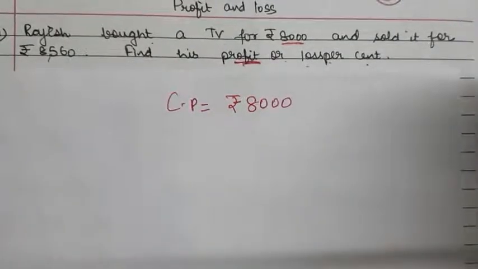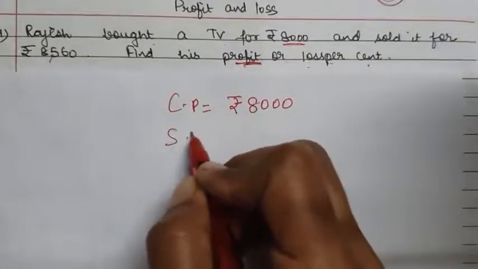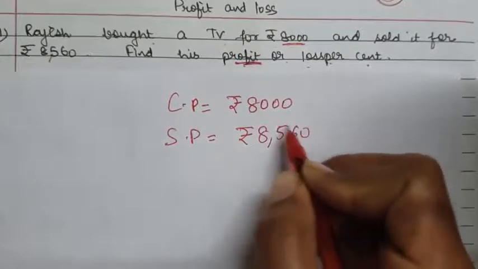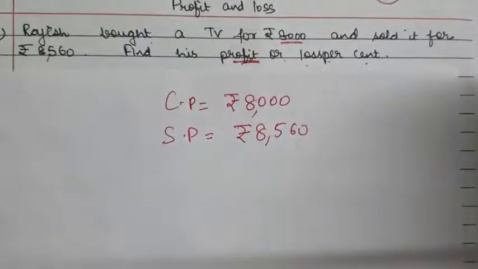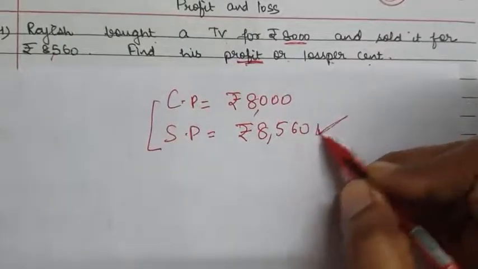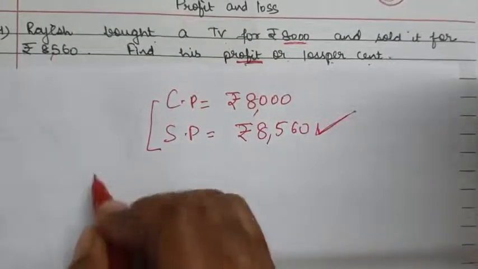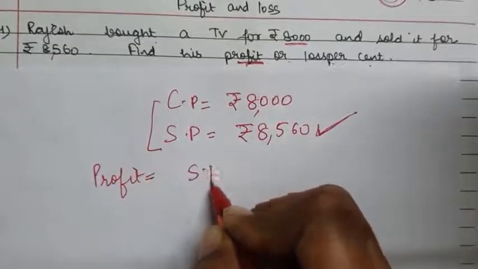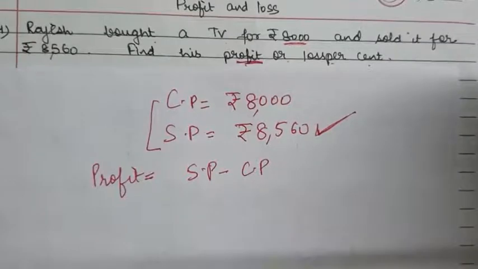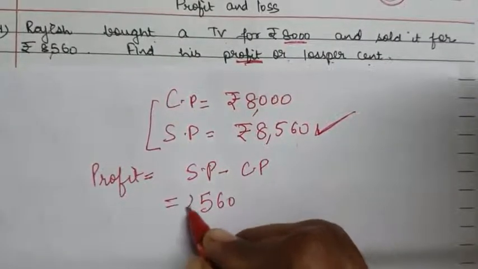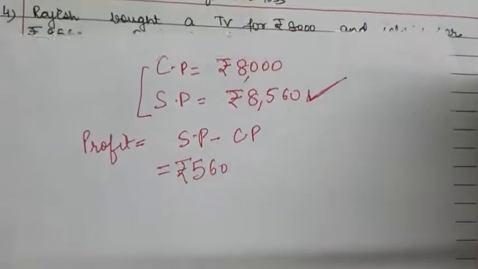Clear? Now, bought a TV for rupees 8,000 means cost price is given to you 8,000 and sold it for rupees 8,560, that is selling price is given to you 8,560. Now, which is more? It is very clear selling price is more. So, he will be having profit. That is selling price minus cost price. We get 560 rupees.